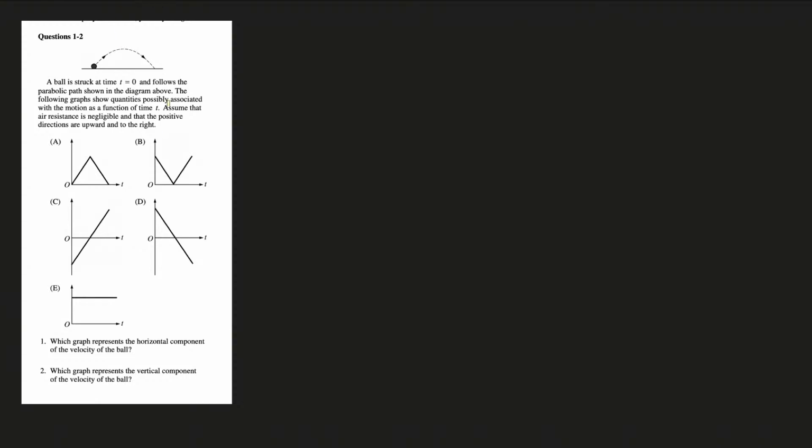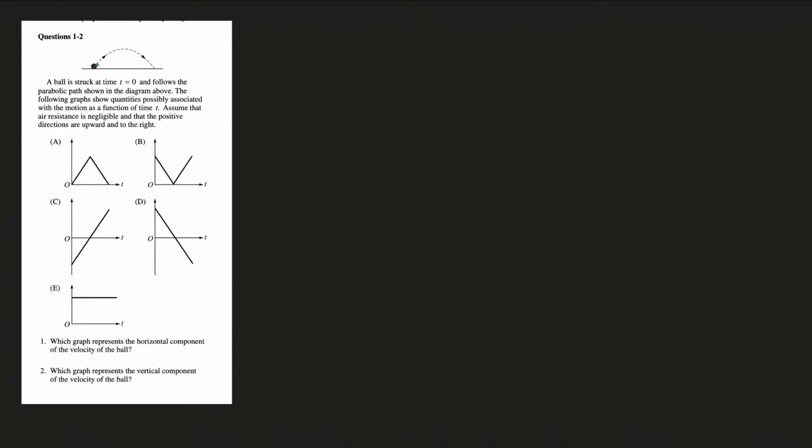All right, so the first question is: a ball is struck at time t equals 0 and follows a parabolic path shown in the diagram above. The following graphs show quantities possibly associated with the motion as a function of time t. Assume that air resistance is negligible and that positive directions are upward and to the right. Which graph represents the horizontal component of the velocity of the ball?